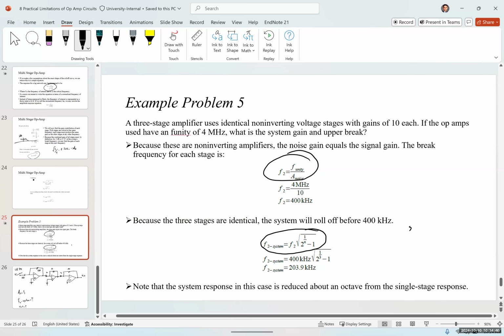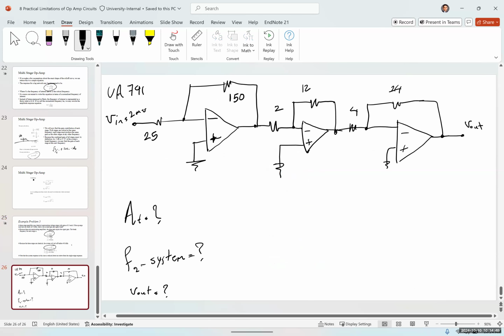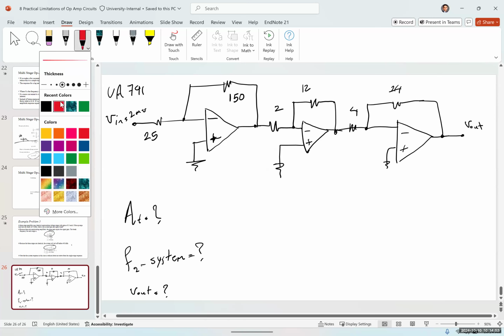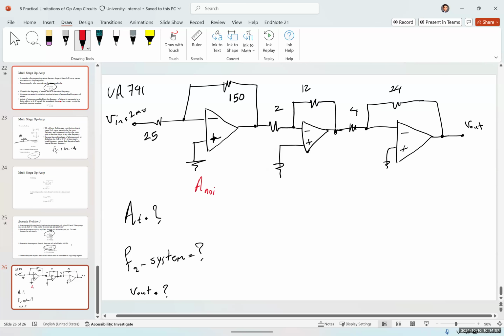Did you solve it? What is F unity? So let's find A noise for the first one. What is the A noise for this first stage? It's going to be 150 over 25 plus 1. Am I correct? So it's going to be 7.